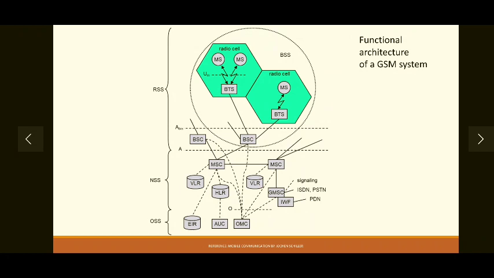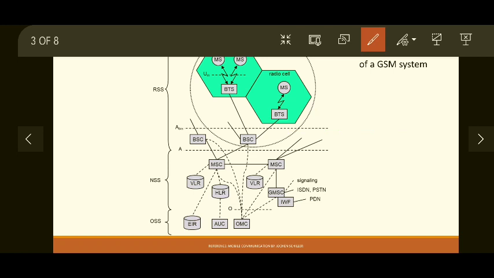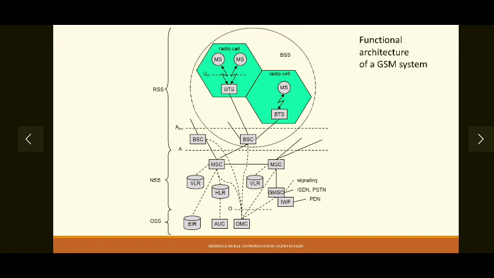So this is the functional architectural diagram of our entire GSM system. As you can see at the top of it, there are two cells shown over here, named radio cells. Each cell contains a BTS and MS, that is our tower, and user. MS is nothing but a user containing a mobile handset or portable device.